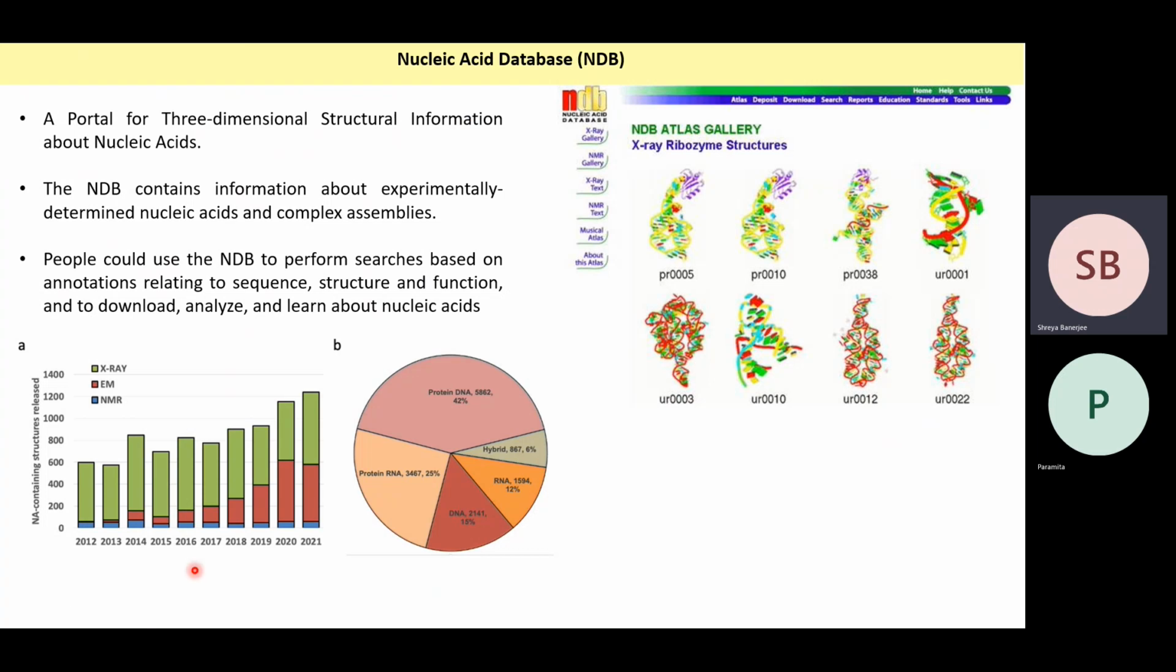So even in the Nucleic Acid Database, cryo-electron microscopy is gradually becoming a very important technique. If you look at this red bar that shows the cryo-electron microscopy determined structures, you can see it has become almost equal to that of the X-ray crystallographic determined structures. And in the subsequent years, it is predicted to overtake X-ray and NMR.